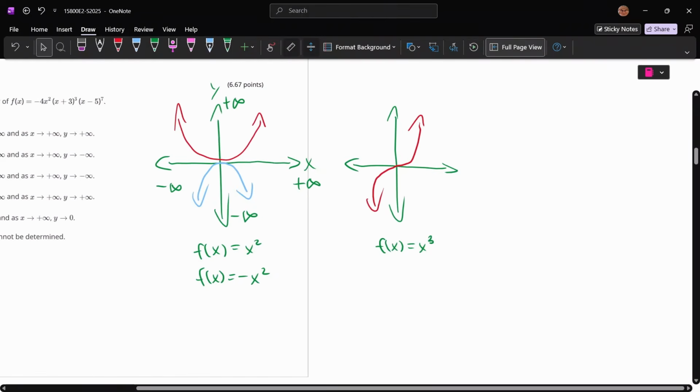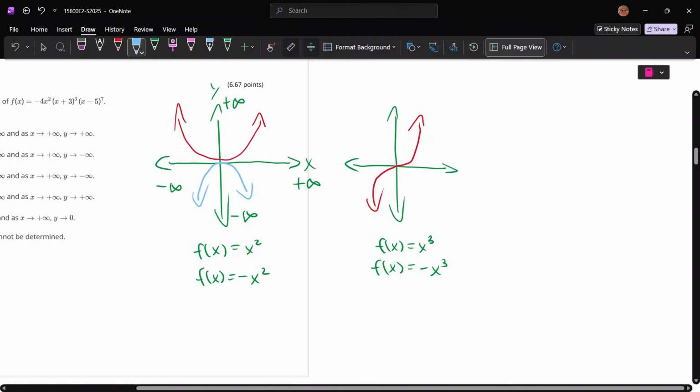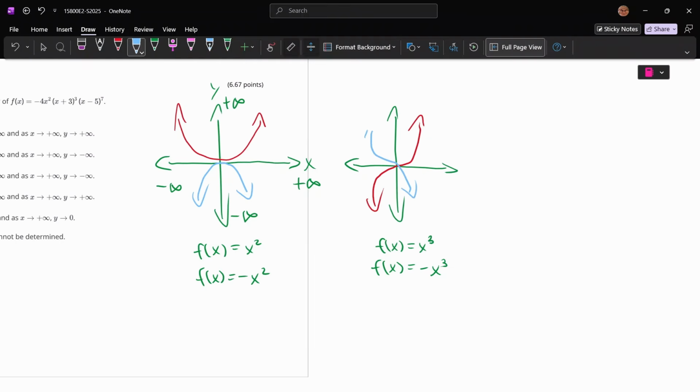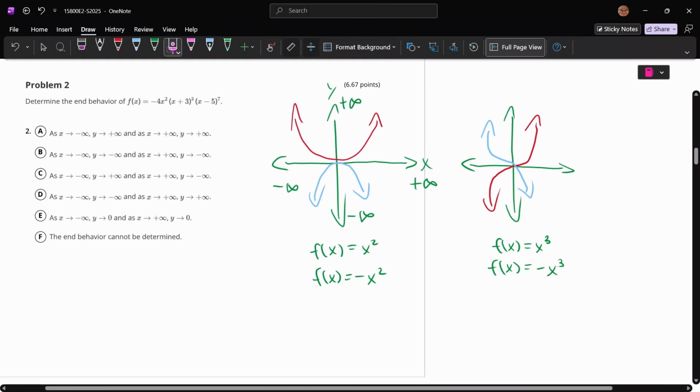And then that also applies here, where if we had f of x is equal to negative x cubed, that's going to flip it and just invert it, basically. So instead of having this red curve, you'd have something that looks like this. So same behavior, just opposite sides. Hopefully that makes sense. So now we can use that information to focus on this function here.